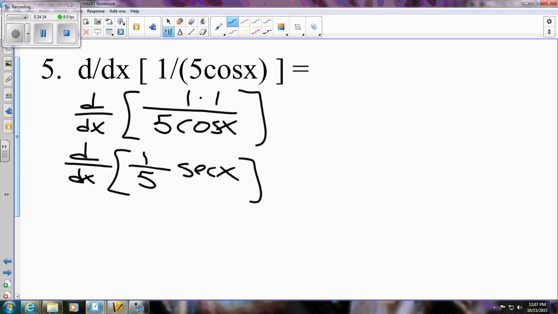All right, we still haven't taken the derivative yet. But now we've got a constant times a function, and we want to take the derivative. You leave the constant. So 1/5, and the derivative of secant x is secant x tan x.